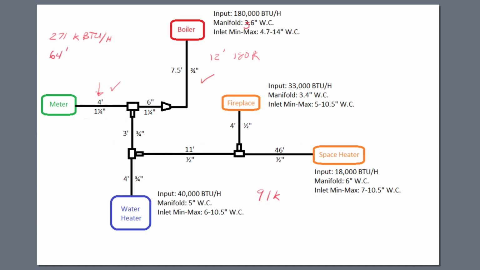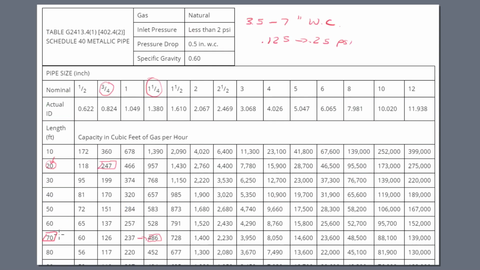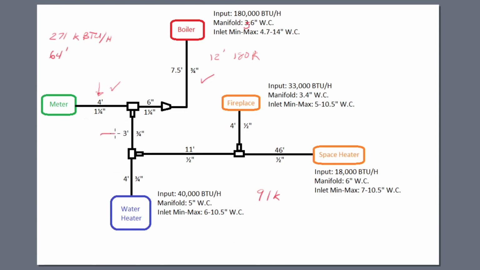So we take those two numbers back to our chart. We look for 64 feet, round up to 70. We look for 91,000, round up to 126, and we see that we need 3/4 inch pipe. And that is just for that one length. This one length of 3-foot pipe needs to be 3/4 inch, which it is, so that's good, to supply this branch. We're going to keep going towards that space heater.